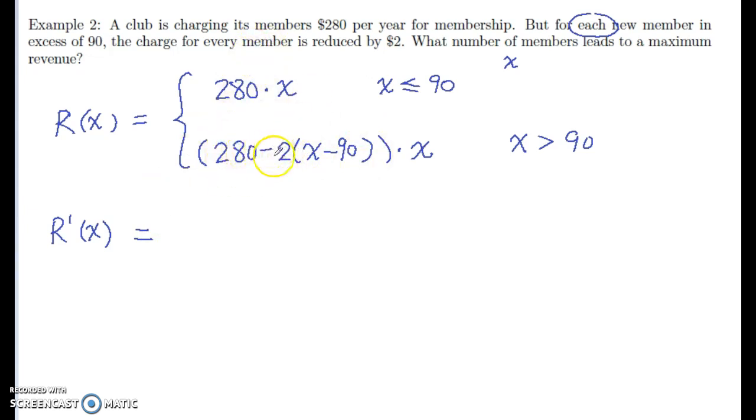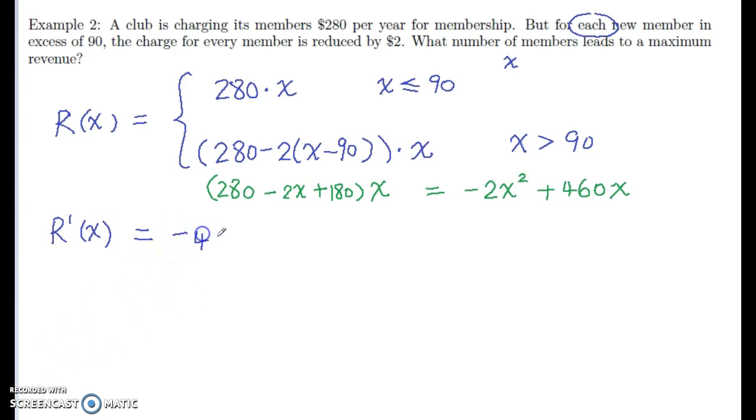So it's 280 minus 2x plus 180, times x. And this function is the same as minus 2x squared plus 460x. So its derivative is minus 4x plus 460.